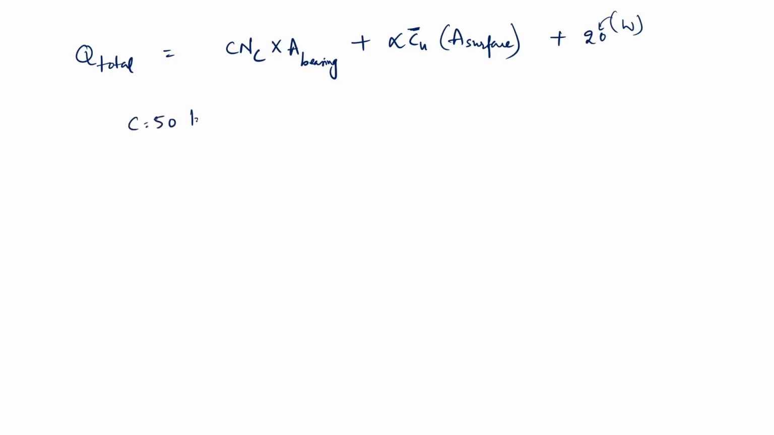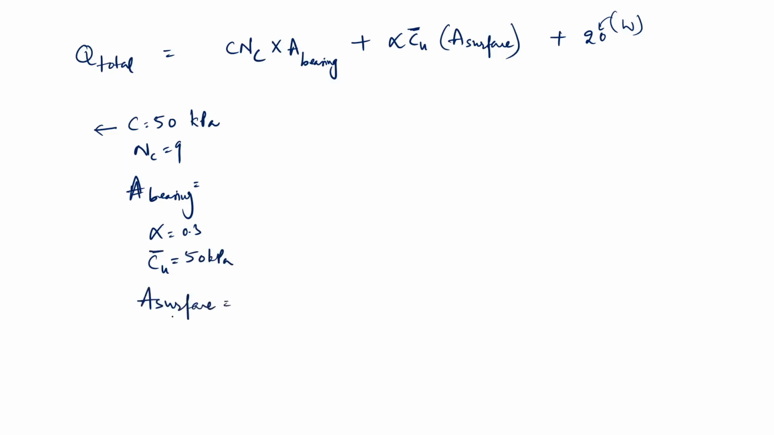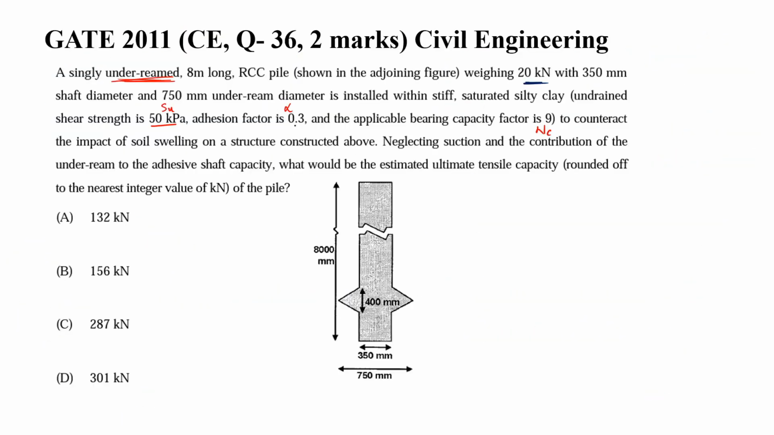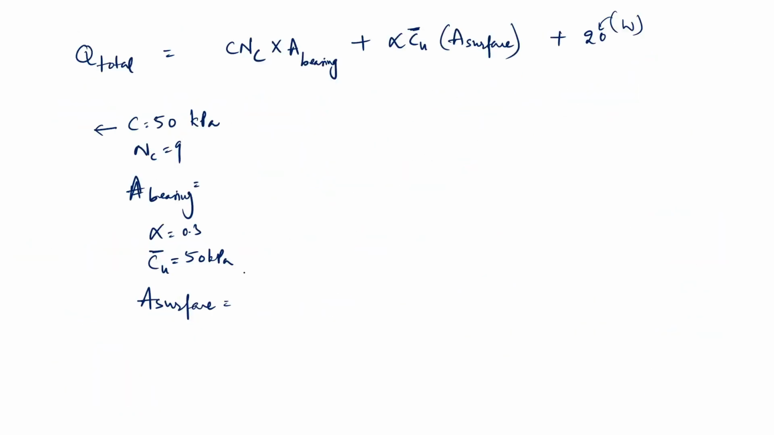Now, what is C? C is 50 kPa given and Nc is given as 9. A bearing we have to find out, that we will find out now. Then alpha is given as 0.3. Cu is uniform, as given in the question, so the average will also be 50 kPa. Then A surface we will calculate now. Then the weight of the pile is given as 20.